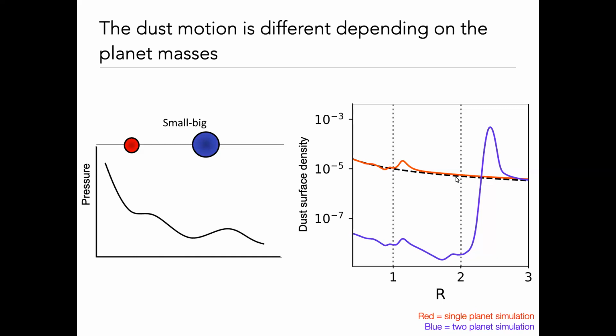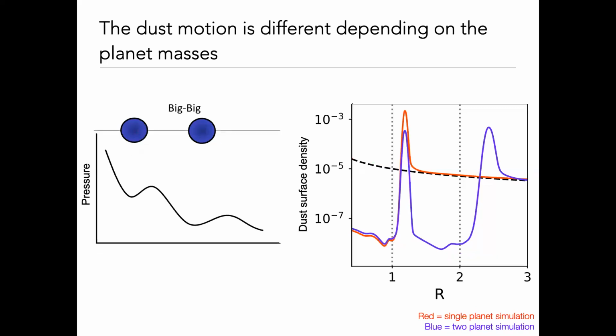And what happens in the inner part of the disk is that you actually see that all this material that was here before is just simply drained onto the central star. And that's why the dust surface mass density in the inner part of the disk is much lower than in the case when you have the red, when you've just got a single planet. There's just no way that dust can be resupplied to that inner disk.